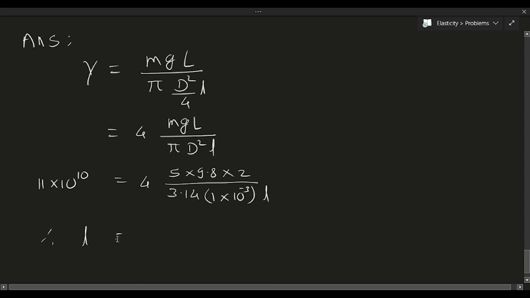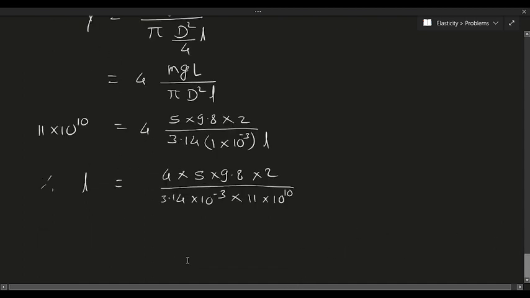Therefore, the extension l is equal to 4 into 5 into 9.8 into 2 divided by 3.14 into 10 raised to minus 3 into 11 into 10 raised to 10. On calculating, we get the extension 0.11 into 10 raised to minus 2 meter, which is 0.11 centimeter, the extension.